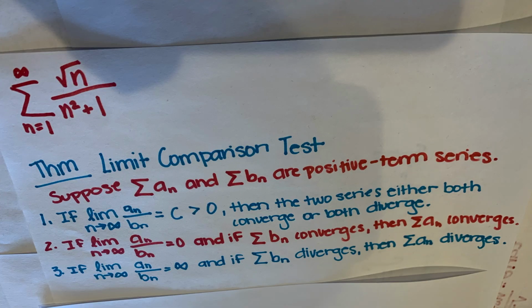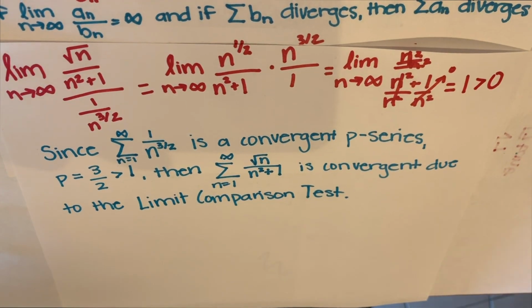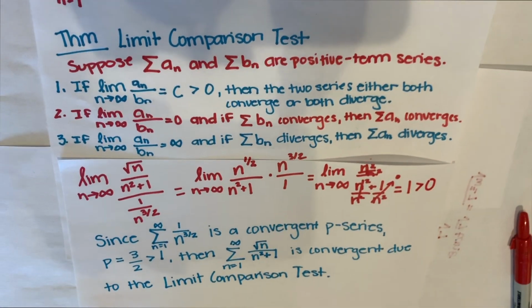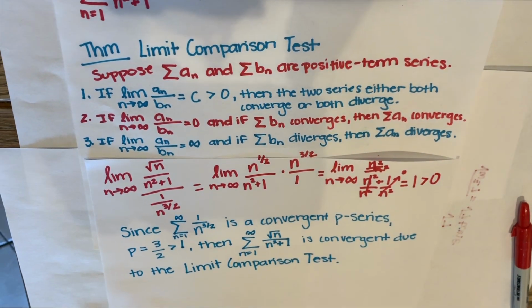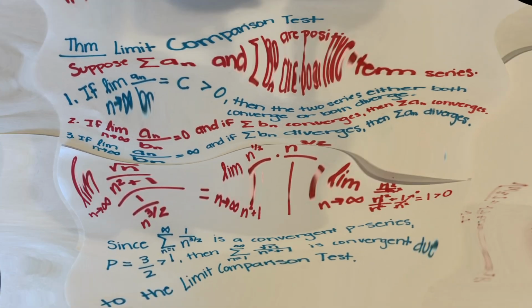So if we look back at the limit comparison test, the first rule says that if the limit as n approaches infinity of a of n over b of n equals c, and that value c is greater than 0, then the two series either both converge or both diverge. Since the series we used for the limit comparison test is a convergent p-series, and the p is 3/2, which is greater than 1, then our series is also a convergent series due to the limit comparison test.